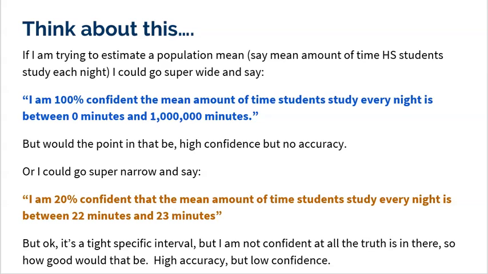That doesn't specify or limit me or tighten me to anything specific. That's just terrible. Another example is that I could go super narrow. I could say, hey, I'm 20% confident that the mean amount of time students study every night is between 22 and 23 minutes. Okay, now that's a super tight specific interval, but I'm not confident at all that the truth is in there. Yeah, it's a nice tight interval, but there's no confidence. So I have high accuracy because I have a small tight window, but I have low confidence.